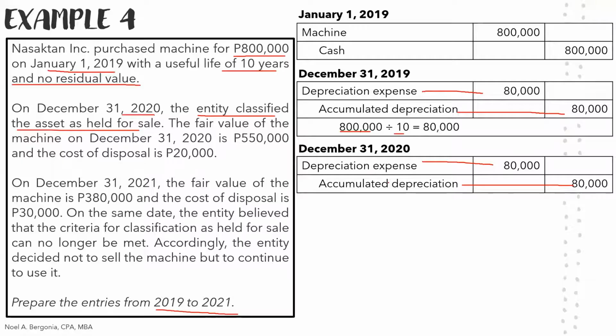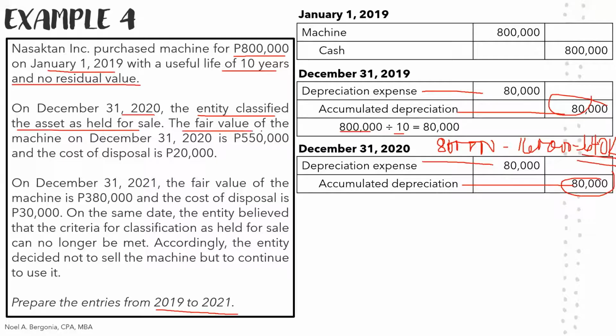Okay? So magkano yung carrying value natin bago natin siya i-transfer? So originally, it was having a cost of 800,000. And then meron tayo accumulated depreciation na totaling 160,000. So the carrying amount would be 640,000. Di ba? Yun yung ating carrying value. And then remember na pag nilagay natin siya as held for sale, it should be the lower between the carrying value and the fair value less cost to sell.